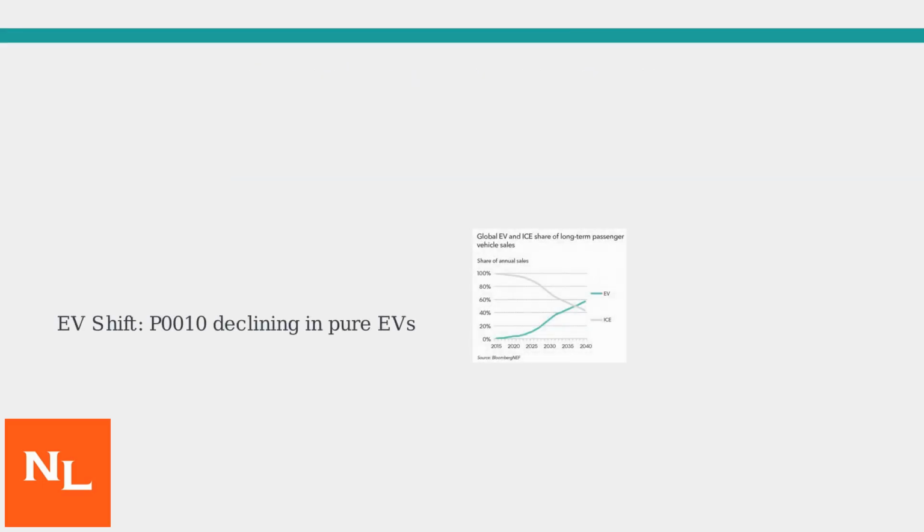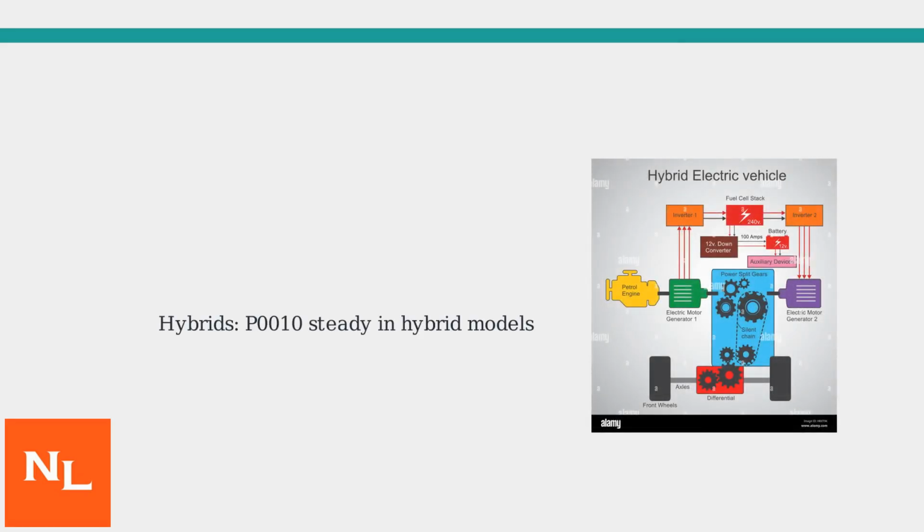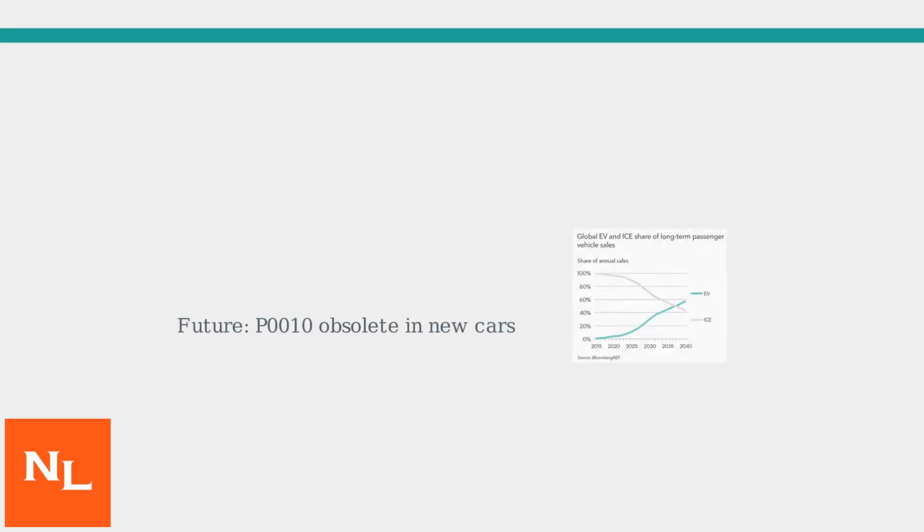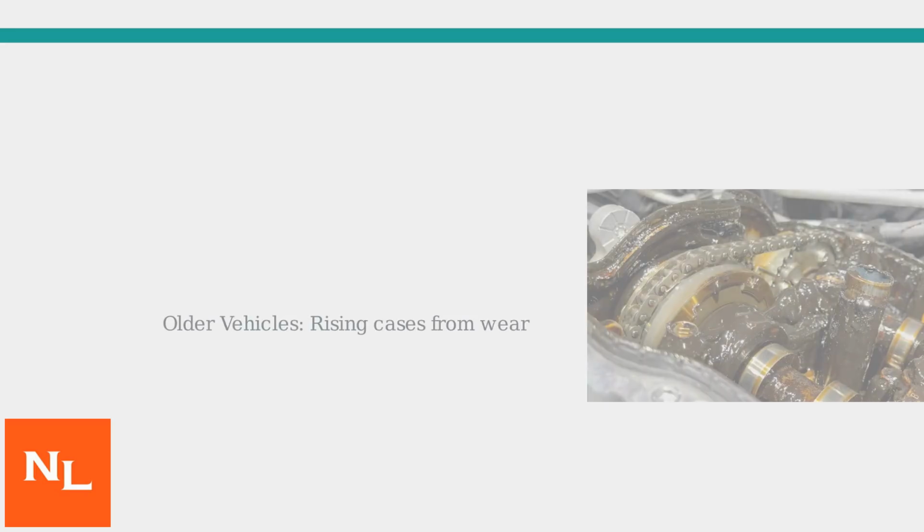With the rapid shift towards electric vehicles, P0010 diagnoses are declining in pure EVs, but remain steady in hybrids. In hybrid vehicles, however, P0010 diagnoses stay consistent as these models still use internal combustion engines. As internal combustion engine vehicles are phased out globally, P0010 may become obsolete in new cars by the 2030s. However, expect rising P0010 cases in older vehicles due to natural wear and tear, especially in high-mileage models.